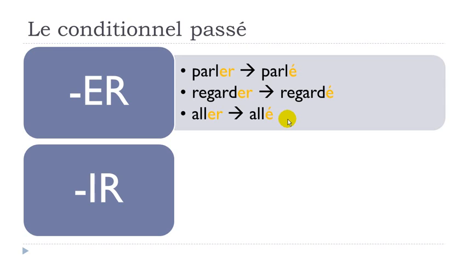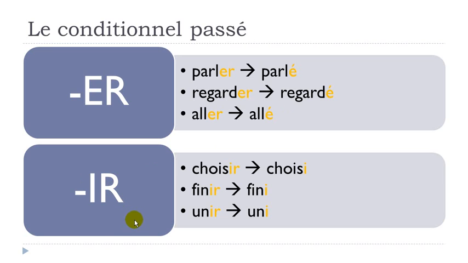Okay, second group of verbs, so regular verbs, not all the ER verbs, okay, quite easy as well. Let's take choisir. Choisir is to choose, okay, IR like that, and it will become I. Finir, to finish or to end, IR, and it will become I. Unir, to unite, IR, and it will become I. So it's quite easy, okay? Choisir, choisi, finir, fini, unir, uni.